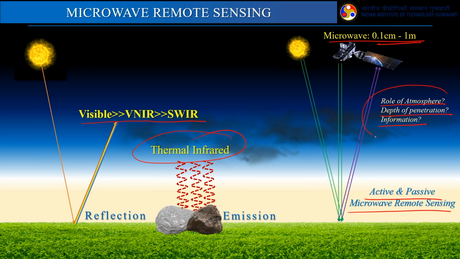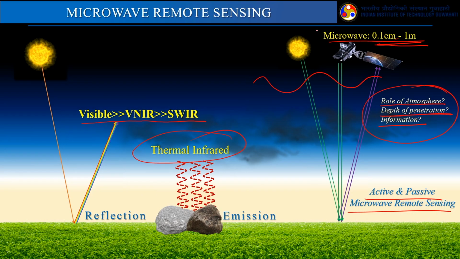So when we talk about the atmosphere, since this is the longer wavelength region, it is free from the scattering effects, right. Then comes the depth of penetration. As I mentioned in the previous few lectures, the depth of penetration is equal to your wavelength. That is a thumb rule we follow, right. So the depth of penetration here will be as good as the wavelength which you are using in the remote sensing.